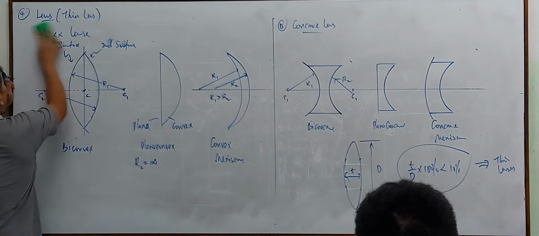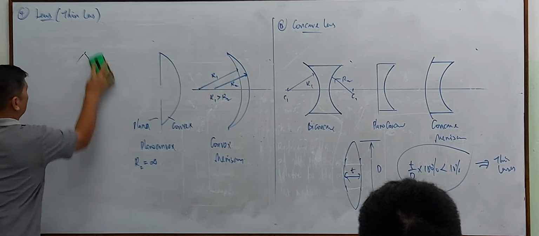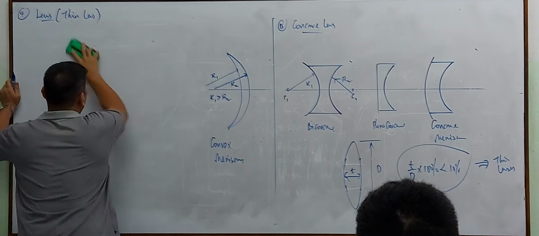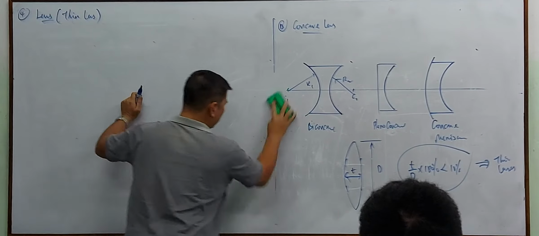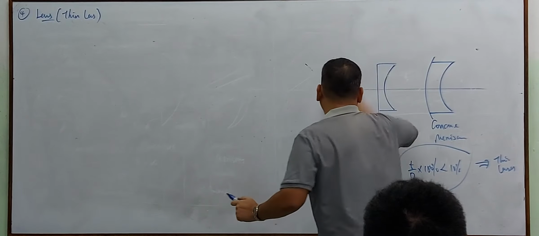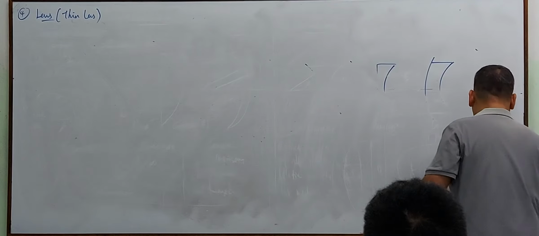Alright, so that is our definition, the physical appearance of these 6 types of lenses. Okay, next one is lens drawing, or the ray diagram drawing, for both types of lenses.